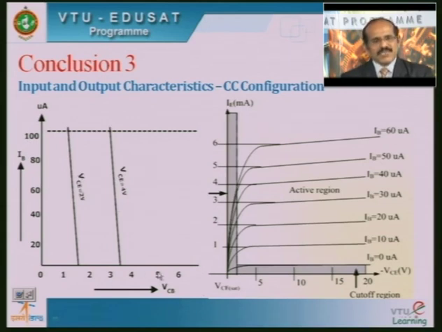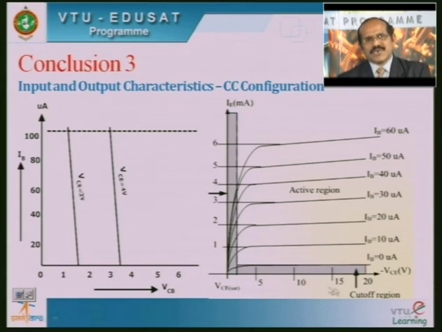So what you can note from this is that the input characteristics of the CC configuration are totally different from those of either the common base or common emitter configuration. Another point you can note is that whenever VCB increases, VBE decreases, and a decrease in VBE will cause the base current to decrease. Therefore, we get this type of characteristics, and it can be noted from the output characteristics we discussed.